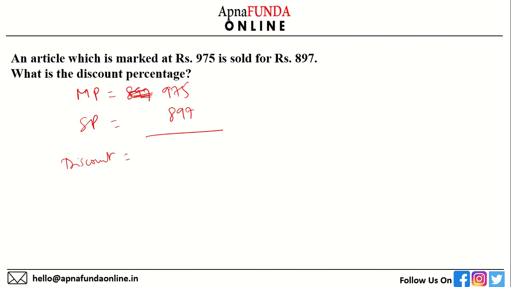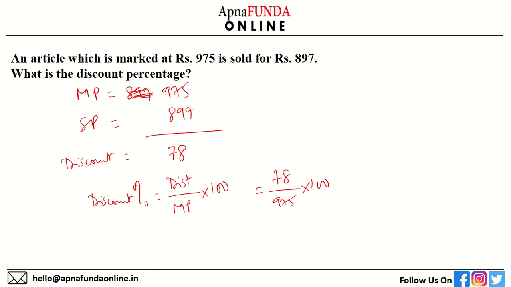So our discount in this case, 975 minus 897, is 78. So the discount percent formula is discount by mark price, always on the mark price, into 100. In this case it is 78 divided by 975 into 100. This is equal to 8%. This is my final answer.